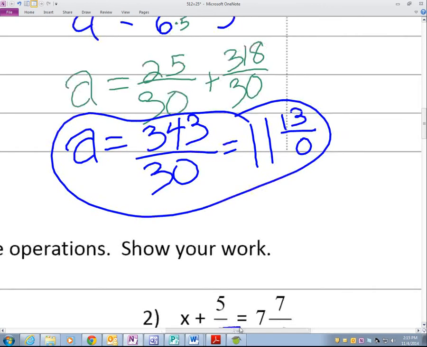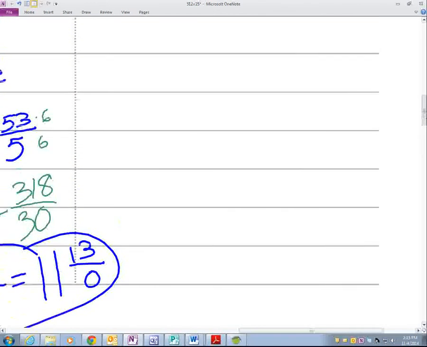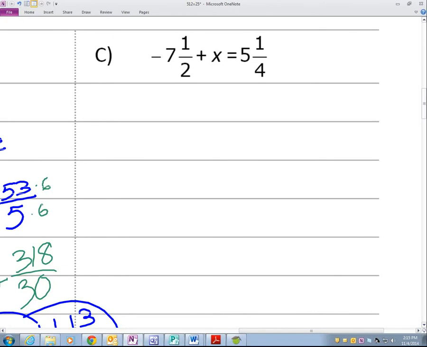Okay. Any questions on that one? All right. First thing I'm going to do is make this an improper fraction, which is negative 15 halves plus x equals 21/4.